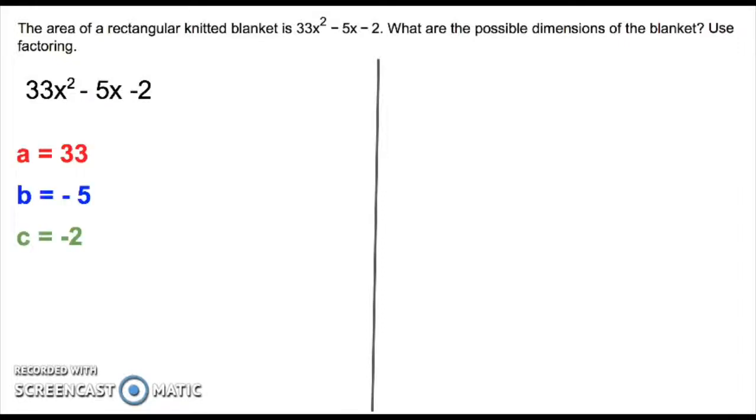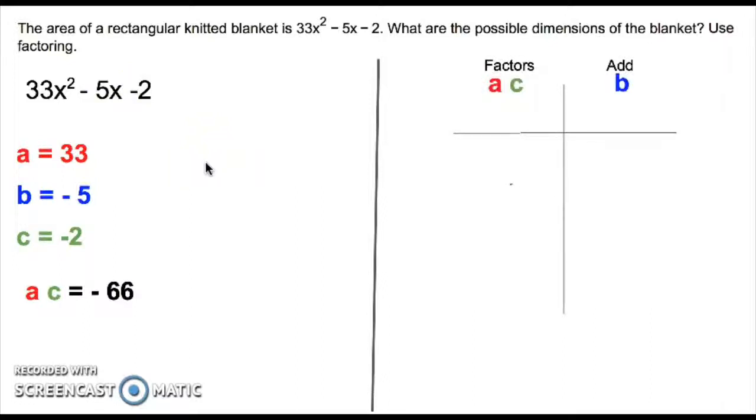Okay, the area of a rectangular knitted blanket is 33x squared minus 5x minus 2. What are the possible dimensions of the blanket? So we've got to use factoring. We have to write down our information, so A, B, and C. A is 33, B is negative 5, and C is negative 2. AC, or A times C, is going to be negative 66.